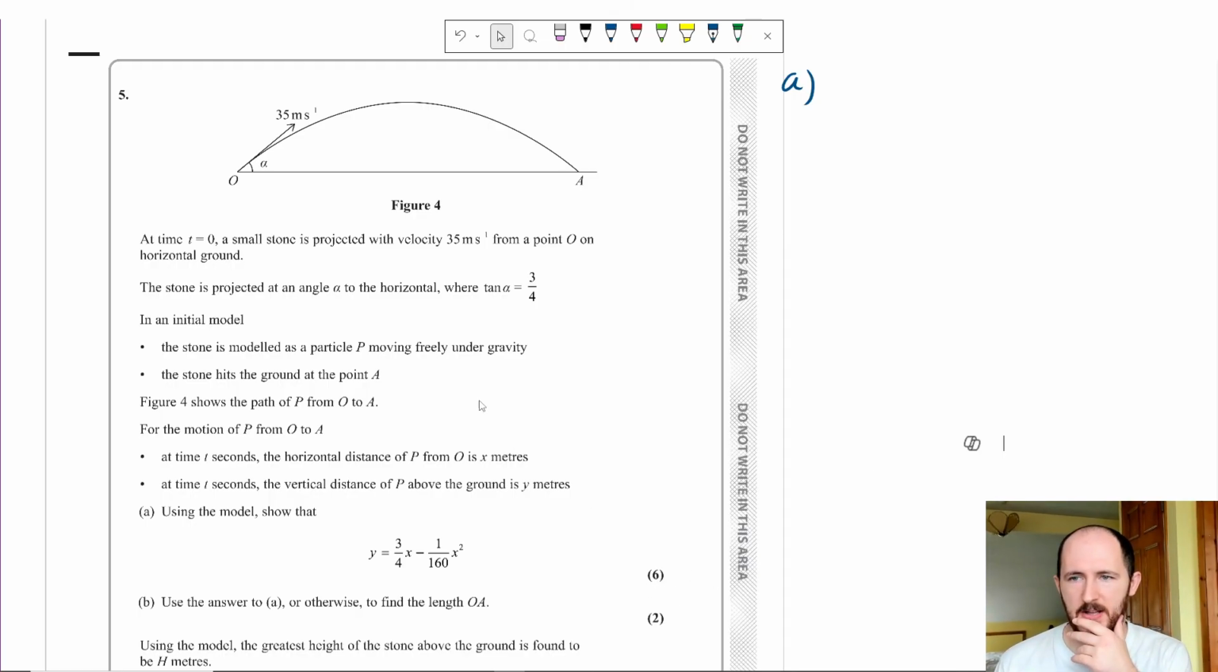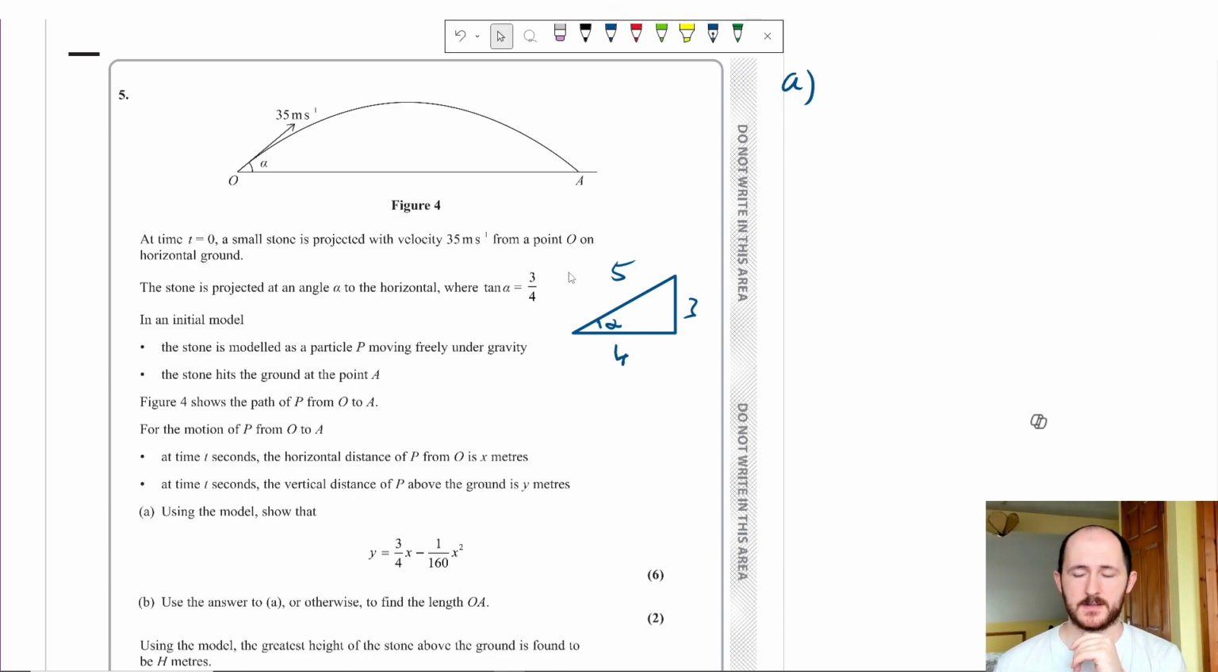So let's have a look here, right? So it starts off projecting at some angle 35 meters per second, where alpha is 3, 4. So we have the opposite being 3, 4, and that should be 5, because 3 squared is 9, plus 16 is 25, square root that is 5.